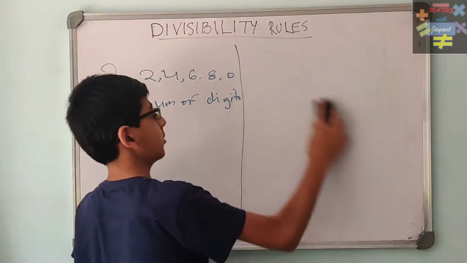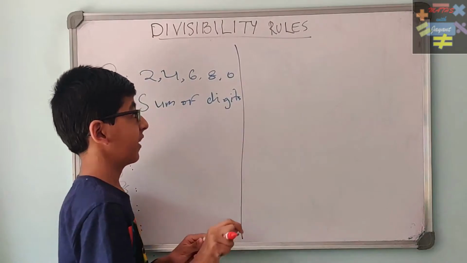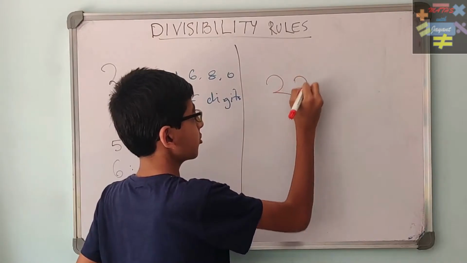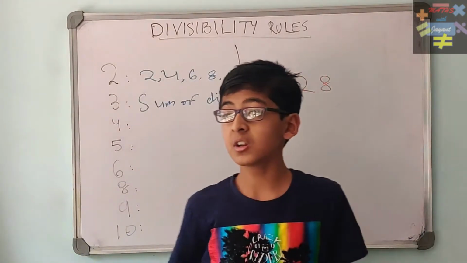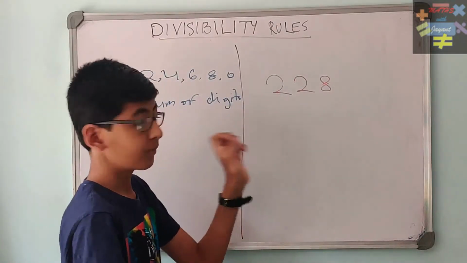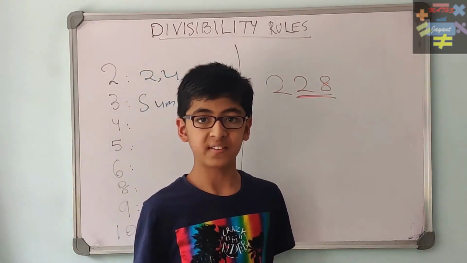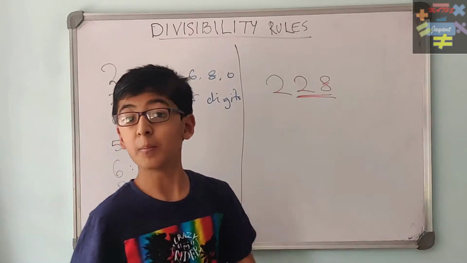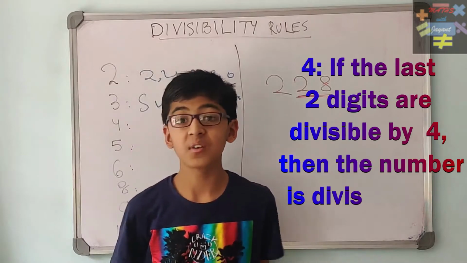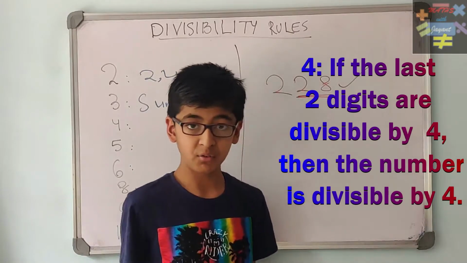Now let us move on to the divisibility rule for 4. If we are given the number, let's say 228, we need to check if 228 is perfectly divisible by 4. So have a look at the last 2 digits, 28. If the last 2 numbers are perfectly divisible by 4, then the whole number is perfectly divisible by 4.